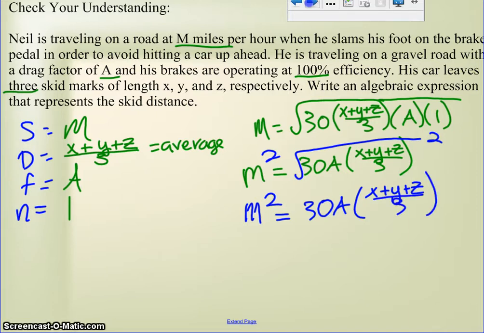And to actually then solve this, I'm going to take that and divide both sides of it. So my final answer, I end up with the speed squared is 30a divided by x plus y plus z divided by 3. And that will give me my skid distance.